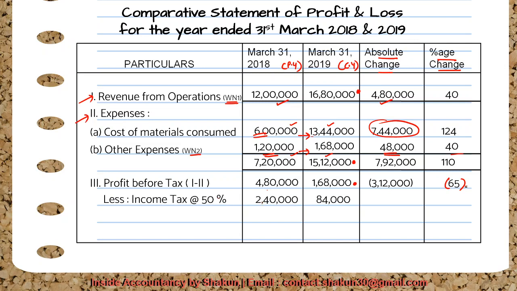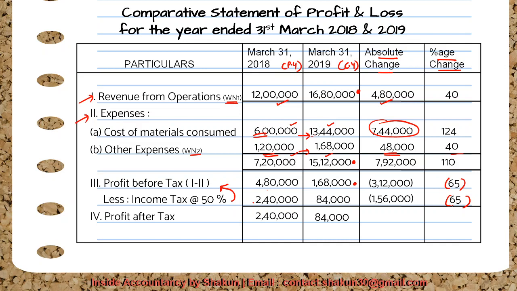Then we have tax. Now tax was 50%. So 50% of what? It is 50% of the PBT. So 50% of 4 lakh 80,000 is 2 lakh 40, and of 1 lakh 68,000 is 84. So this is how we calculate the tax, and then again we calculate the absolute change and the percentage change, which again is negative. Then finally, we calculate the profit or loss for the year, the profit after tax, by simply subtracting the tax from the PBT, and again the absolute change and the percentage change. Again, this is negative. I have not written the brackets here.